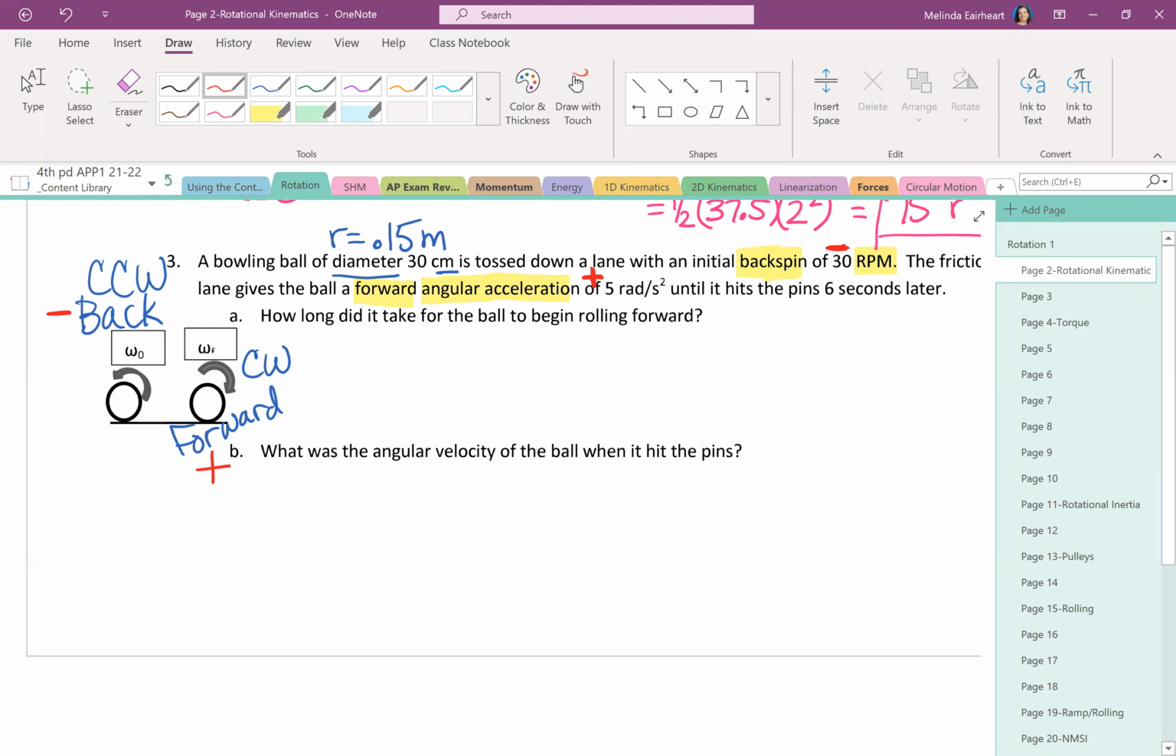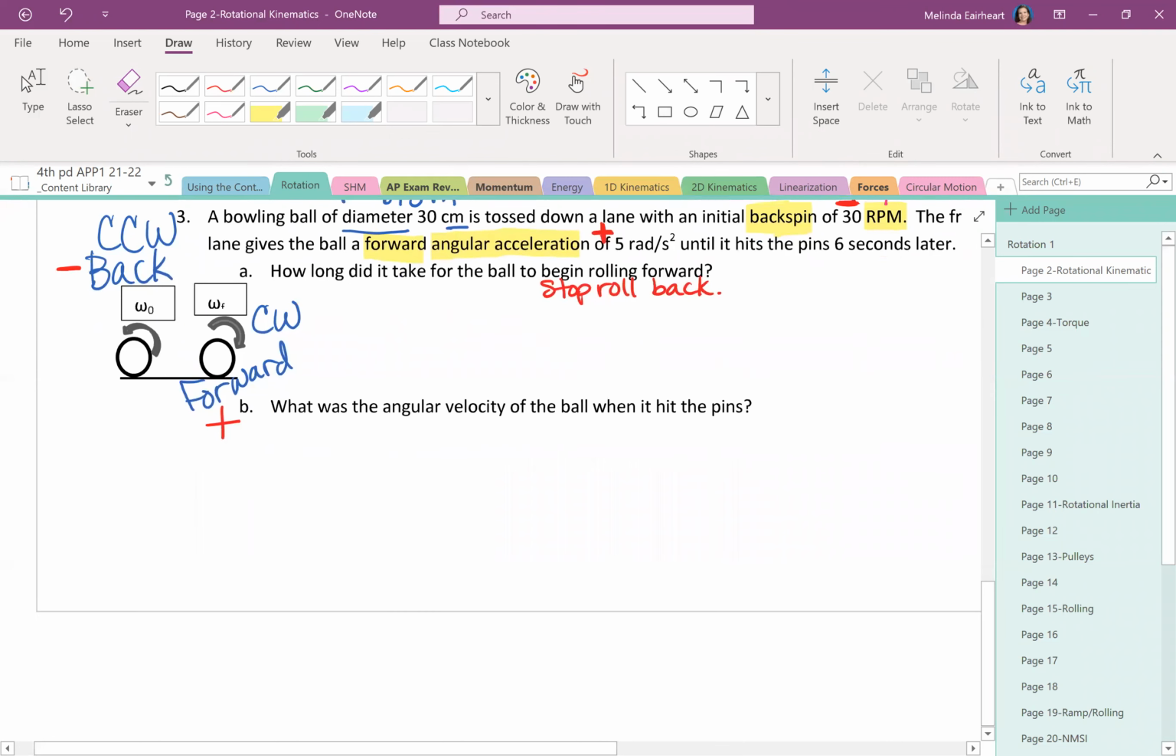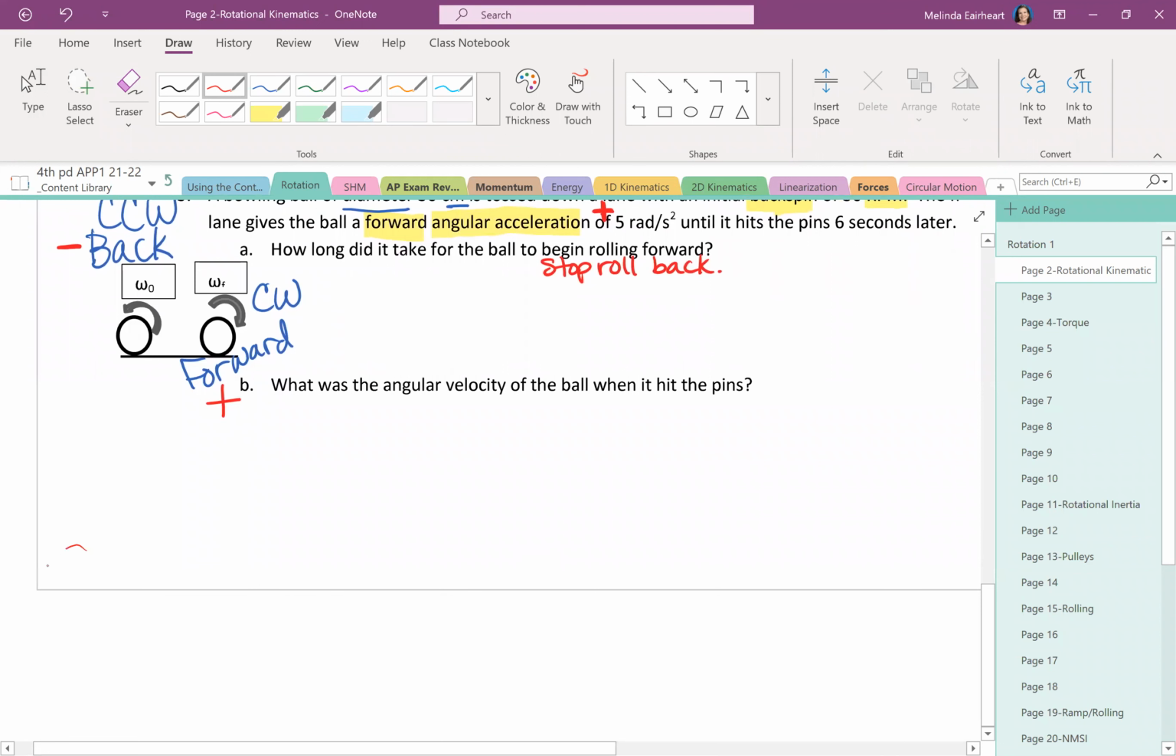Okay, how long did it take for the ball to begin rolling forward? Or rephrase it: how long did it take for the ball to stop rolling backward? It's the same thing. It's this transitional speed. And so I'm going to add a little picture here just in case you need more visual. So here's my very fancy non-symmetrical bowling ball. It's going to start out with negative angular velocity. It's going to go down the lane.